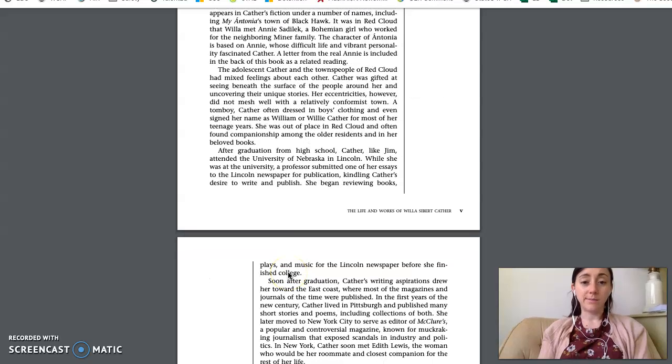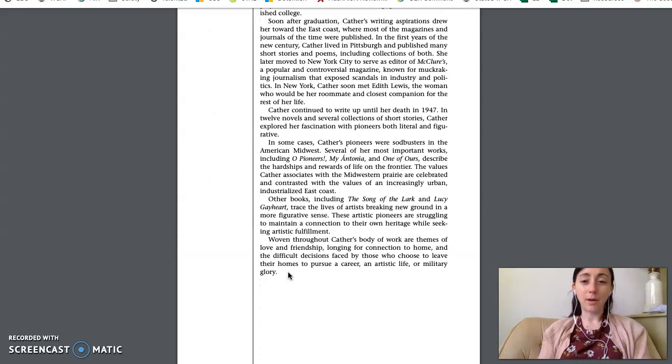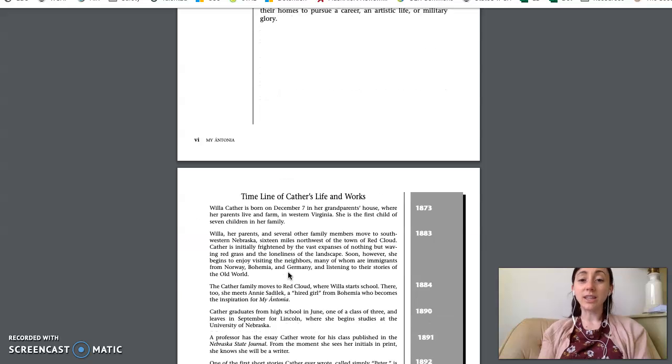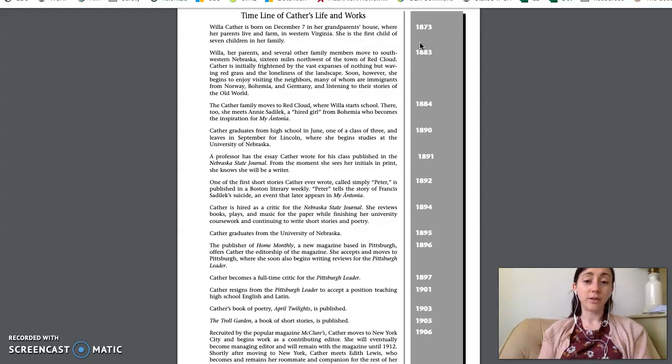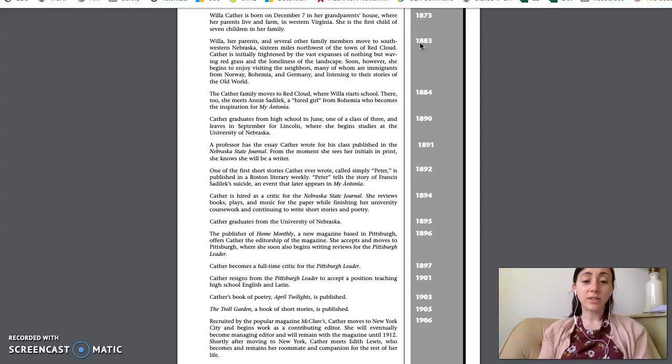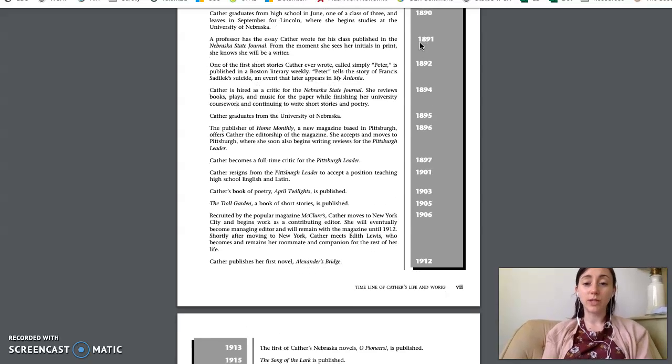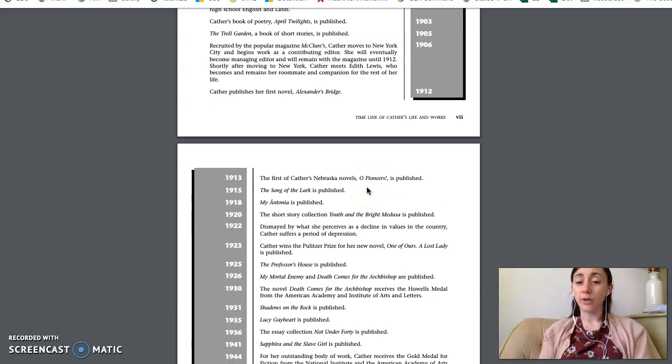So that's a bit about who she is and that she lived this story. She was born in 1873, and here's just a timeline of her life. I wanted to point out so we can see when she began to publish. She wrote all along when she was growing up, but she began to publish the first of her novels, O Pioneers, in 1913. And then in 1918, she published My Antonia.